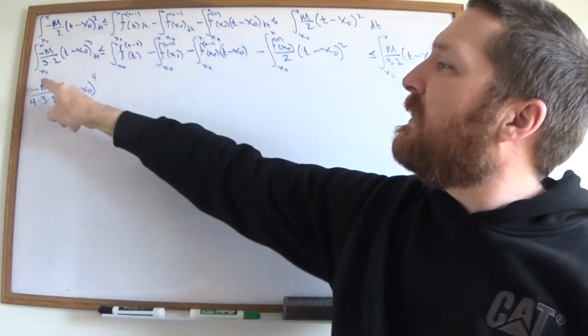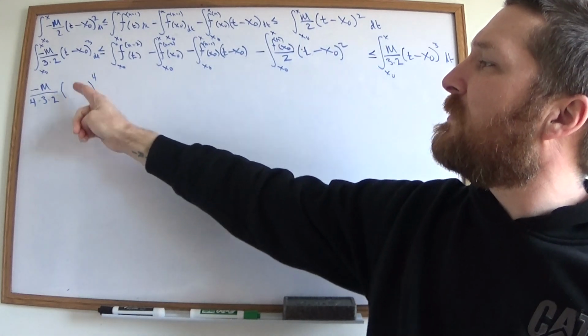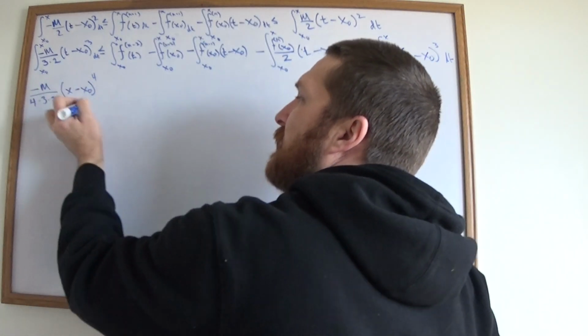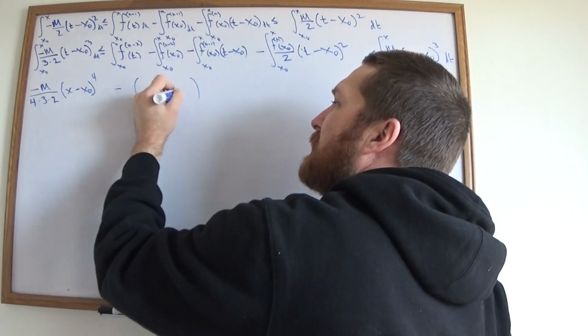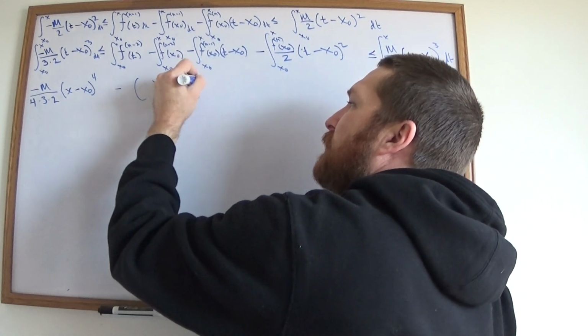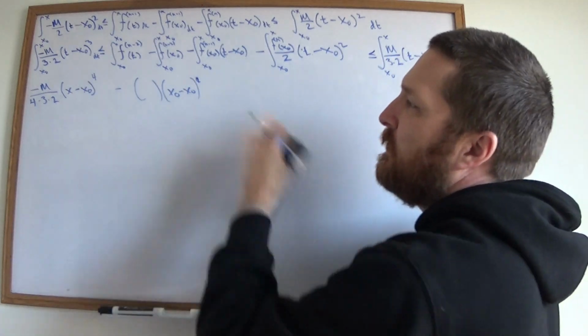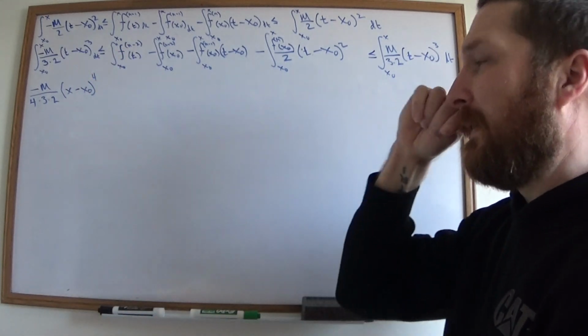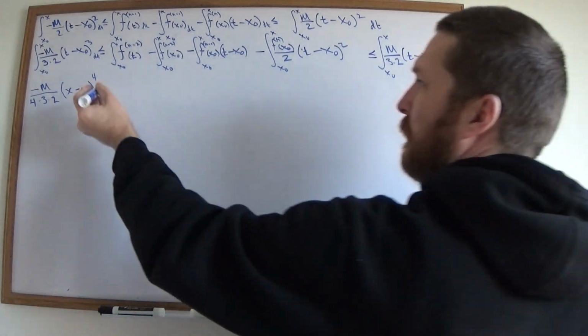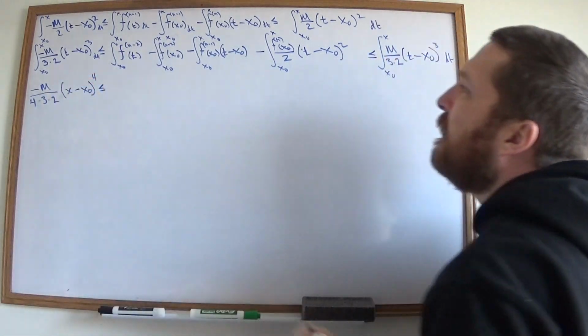Then we evaluate at the endpoints. You plug in an x and you would get this. Then you subtract off the same thing, x0 minus x0 to the 4th, but that guy's a big fat 0, so he goes away. And so that's what we're left with right there.